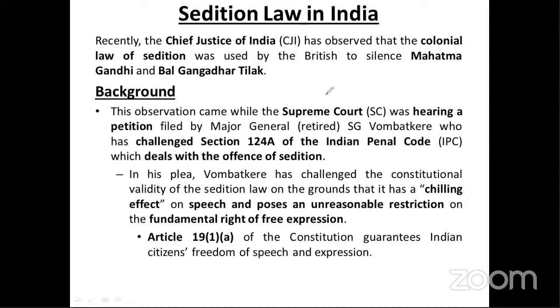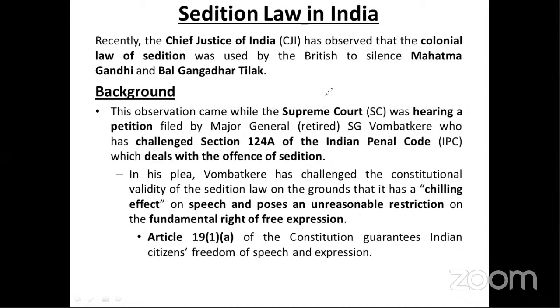Okay, why was it in news? What exactly is a sedition law? Maybe in prelims they can ask you a question about the sedition law. In the mains exam, they will ask you about the relevance of sedition law in today's era. Means, when India got independence.